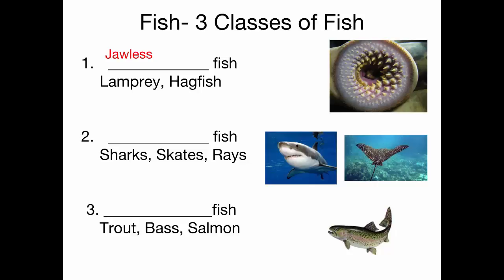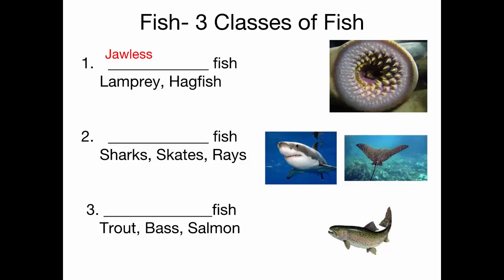These are some scary things. This is the mouth of a lamprey. A lamprey is a jawless fish. It doesn't have a mouth that opens and closes like you would think of a typical fish. It has this round mouth. It has no jaw. And this fish is a parasite.